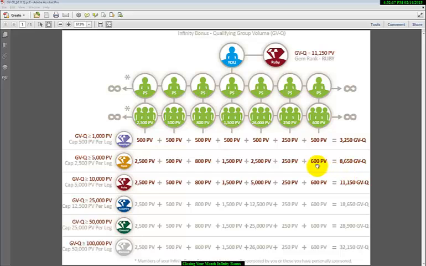So now the system is going to say, okay, do they have at least 5,000 GVQ to be considered a topaz? Well, they have 8,650, so yes, you are definitely qualified as a topaz. Well, let's go up to the next cap level. This would be a higher cap level because to be qualified as a ruby, you no longer have to have 5,000 GVQ, you need 10,000.